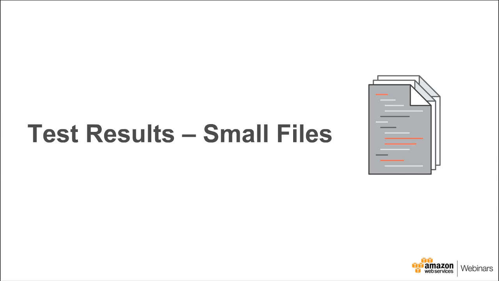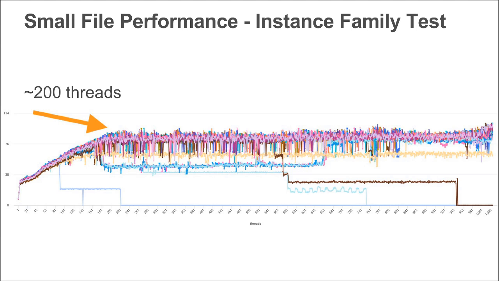So how about small files? I really wanted to see what works best. So I ran all the instance types that we have and just really tried to find a sweet spot of what instance was best and what thread count. So we see here at about 200 threads is where the performance really just plateaus. So in my opinion, on this test, there's no need to go over 200 threads.